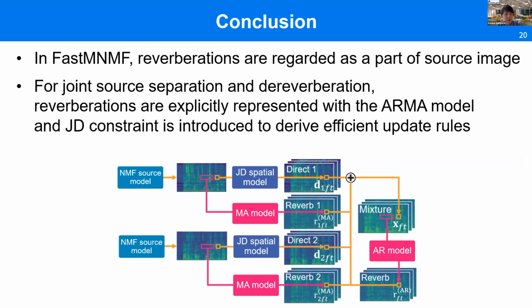So, conclusion. In FastMNMF, reverberations are regarded as a part of source images, and the separated signals include reverberations, but they are harmful for, for example, speech separation and speech recognition. So for joint source separation and de-reverberation, reverberations are explicitly represented with the ARMA model, and a jointly diagonalizable constraint is introduced to derive efficient update rules and deal with diffuse noise.